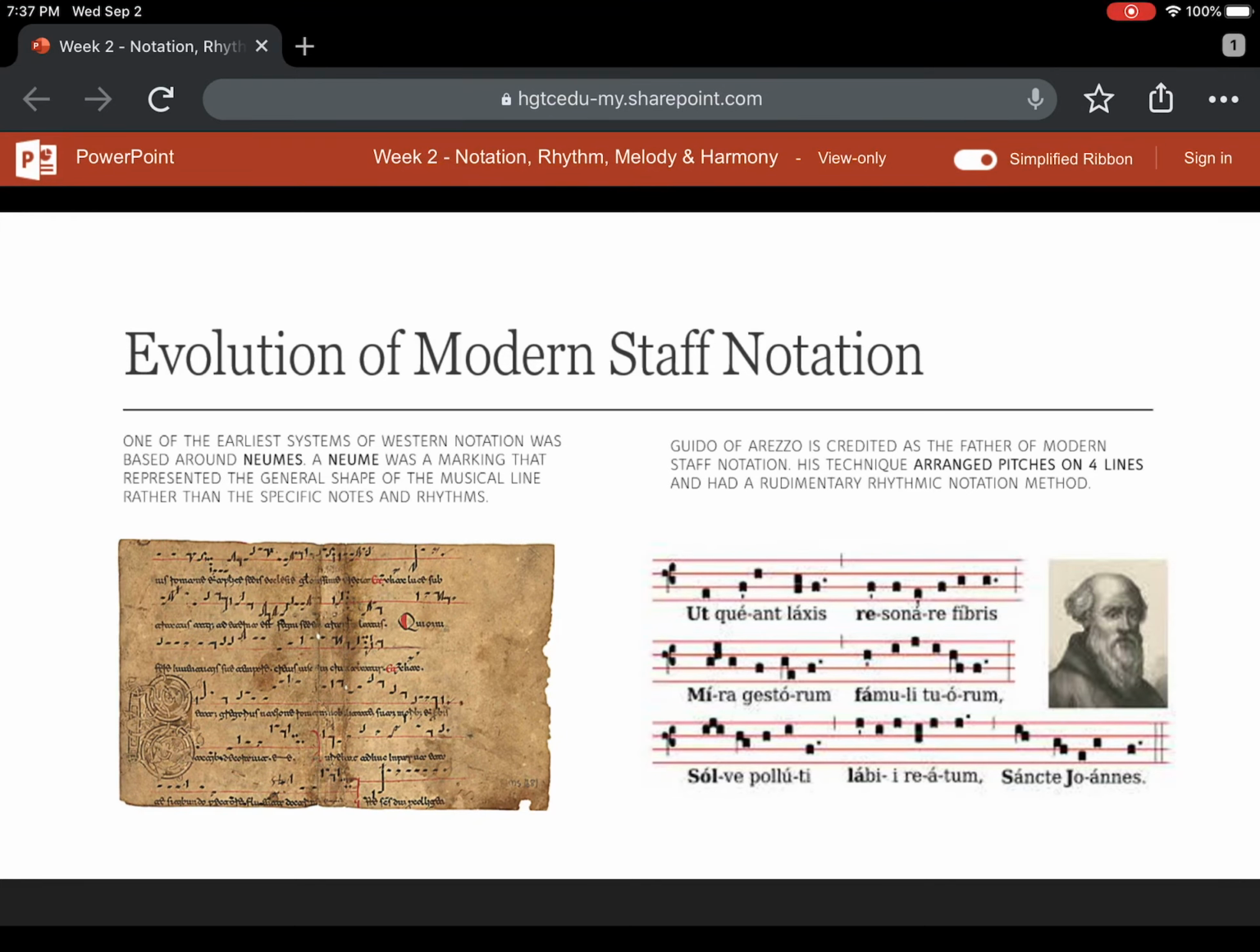Later, we get Guido of Arezzo. He is credited with being the father of modern staff notation. His technique arranged pitches on 4 lines. 4 lines is not quite as many lines as we have today, but it was much more similar than it was with the neumes. So he arranged pitches and had a kind of rudimentary rhythmic system, but still he didn't have a good way of conveying rhythmic ideas.